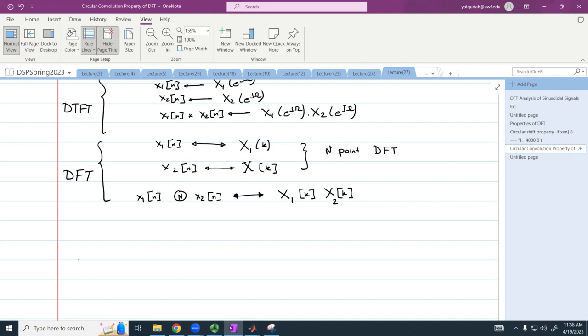Got a subscript 2 on the DFT. Yeah, x2. Okay. So let's look at the application of this.